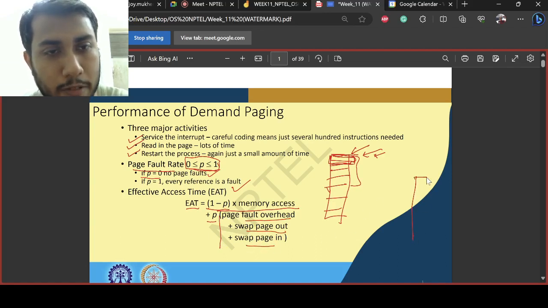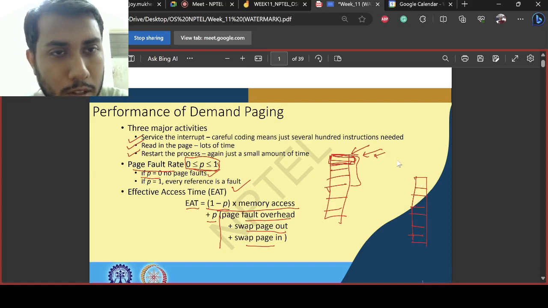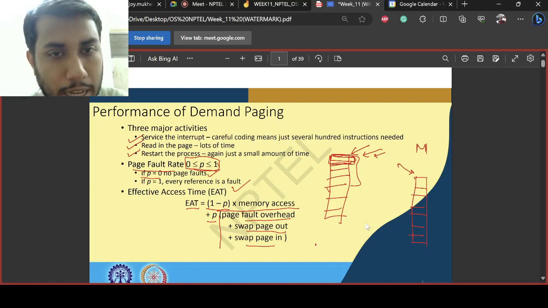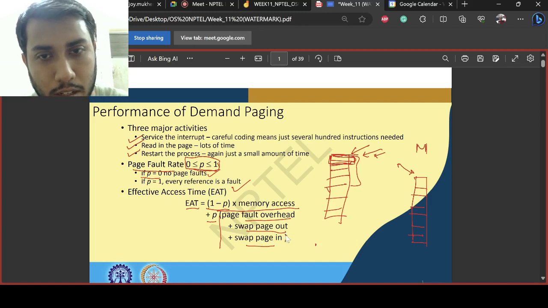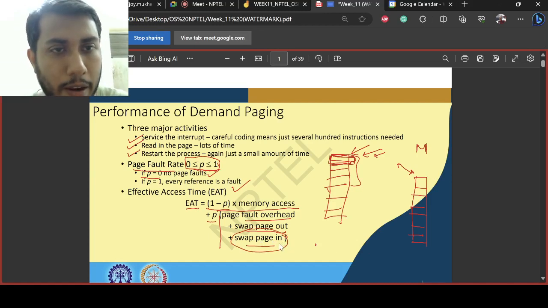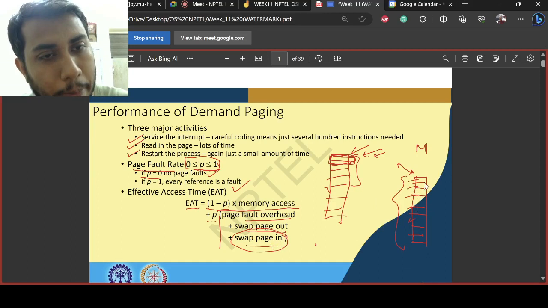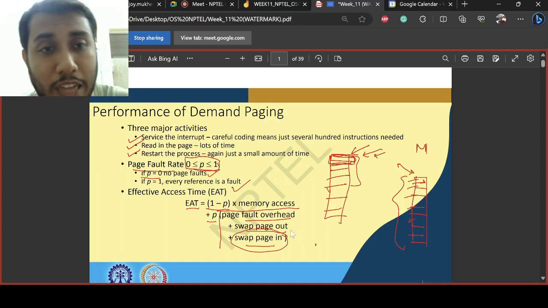So when there is a page fault, these are your frames, right? A page fault occurs means you don't have the page in your main memory, you need to bring it to the main memory. That process of bringing a page in is basically your swap page in. Now a case may be there is no free frame remaining here. In that case you have to swap one page out, right?